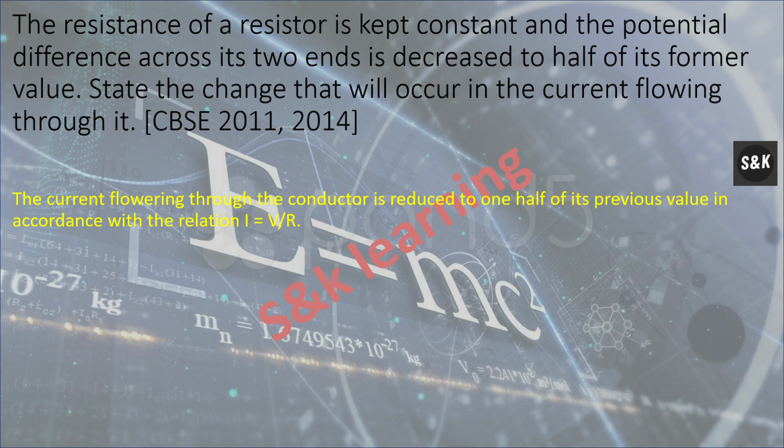The resistance of a resistor is kept constant and the potential difference across its two ends is decreased to half of its former value. State the change that will occur in the current flowing through it. The current flowing through the conductor is reduced to half of its previous value in accordance with the relation I equals V upon R.